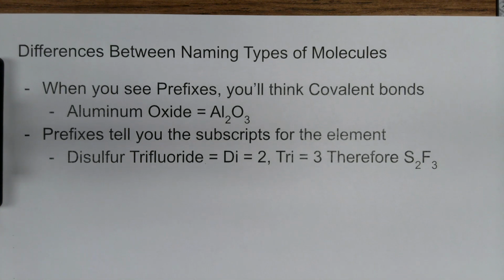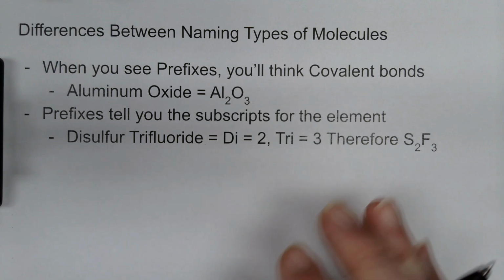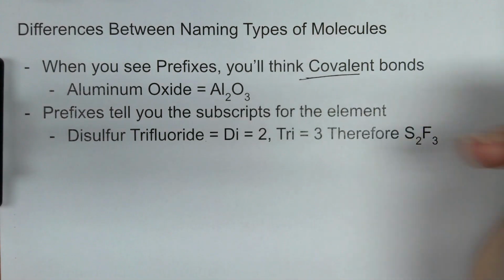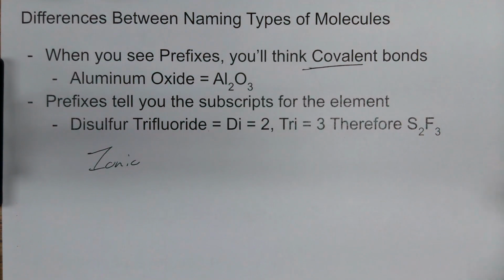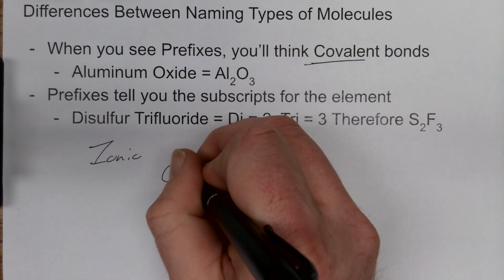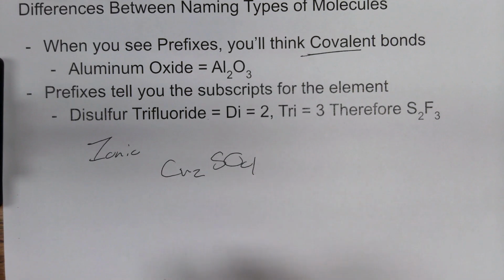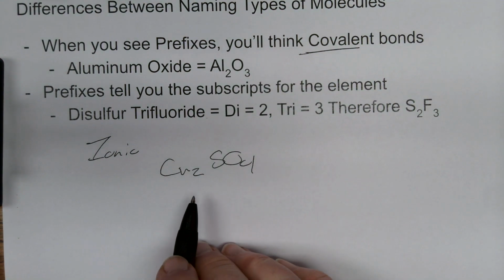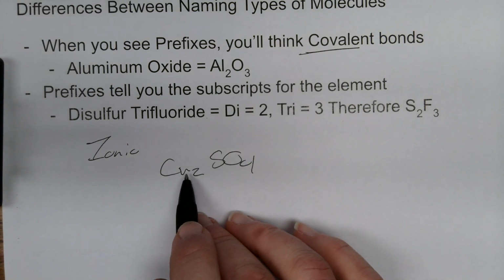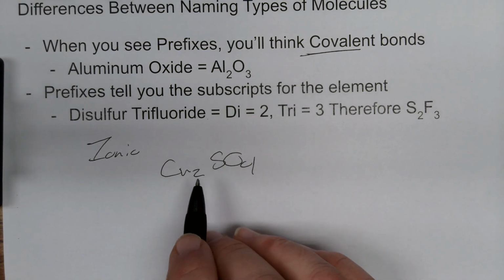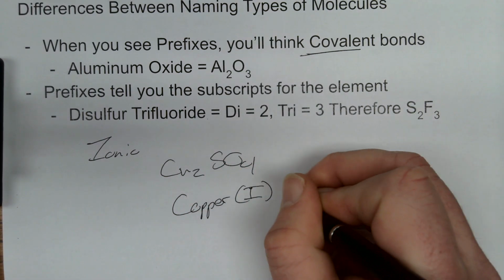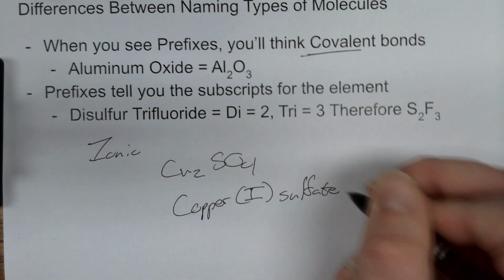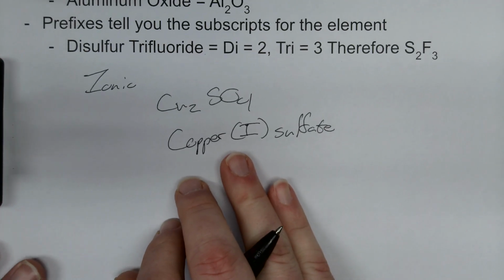So, quick thing about the differences in naming our molecules. When we see prefixes, we want to think covalent compounds. When we looked at ionic compounds, did we talk about anything like that? If I had Cu2SO4, did I say dicopper sulfate? Because I have 2 copper ions, right? I didn't name it that way, did I? I did copper 1 sulfate.